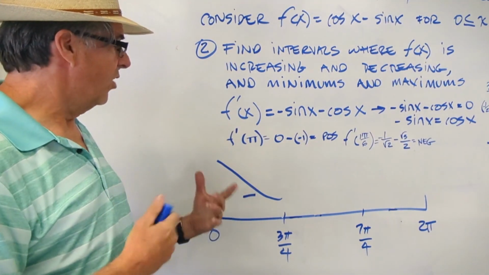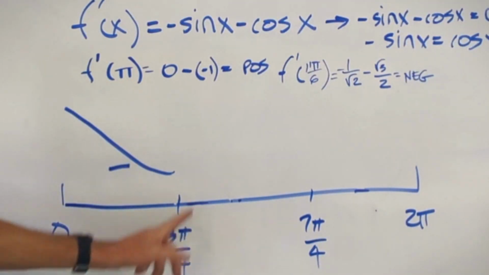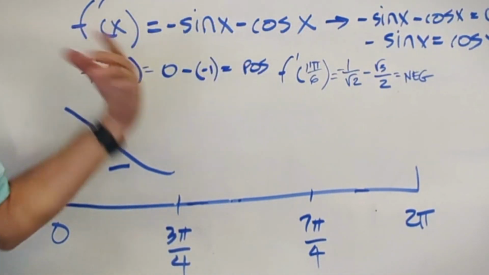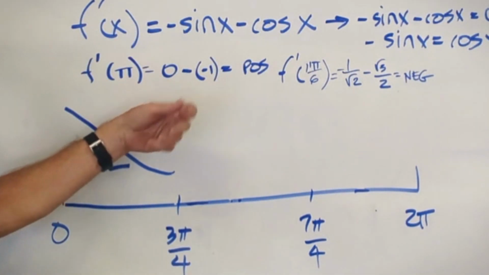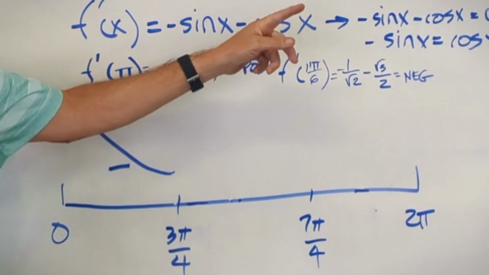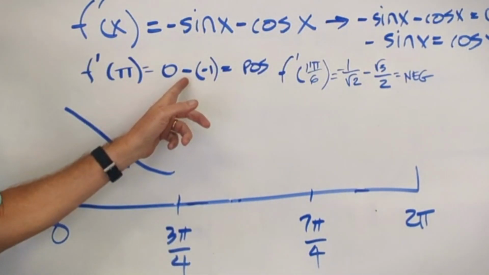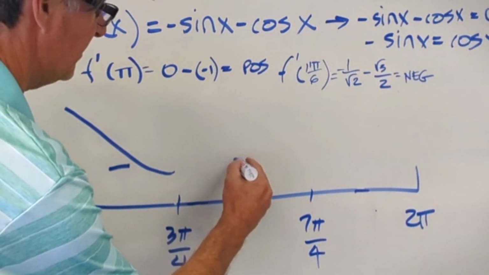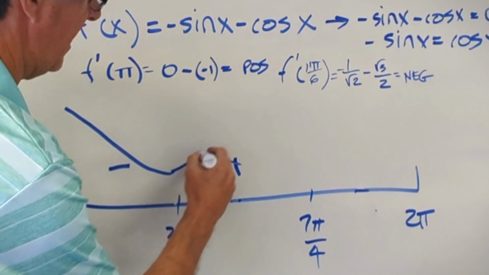Okay, two more. I picked pi because that's right in between, super simple. Minus sine of pi is 0, so that goes there. Cosine of pi is -1, but we have a minus -1, so that makes that interval positive. So we're positive here, and our curve goes back up.